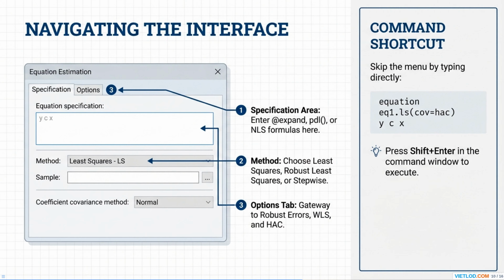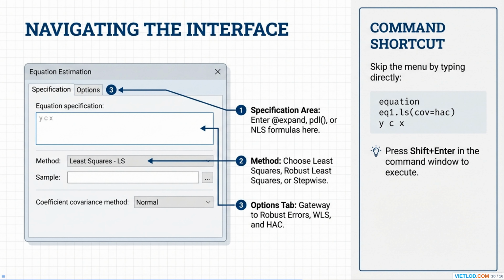The main hub for implementing all these advanced econometric techniques in EViews is the equation estimation window. This central interface allows for both graphical interaction and direct command input. First, the specification area is where you define your model. Here, you'll enter your dependent and independent variables, and also integrate specialized functions such as @expand for automatically generating dummy variables from categorical data, PDL.lags for distributed lags, or even fully define a nonlinear equation for nonlinear least squares estimation.